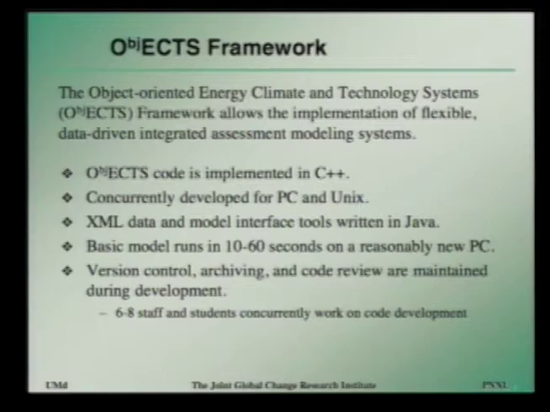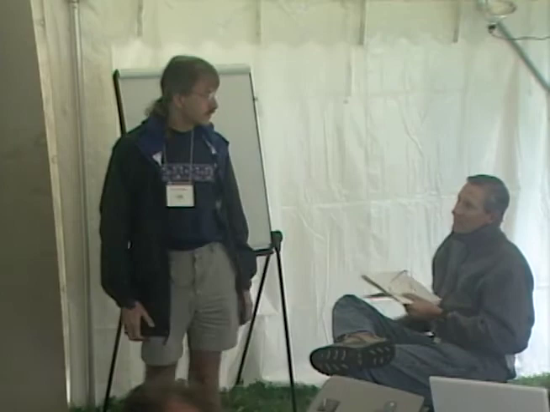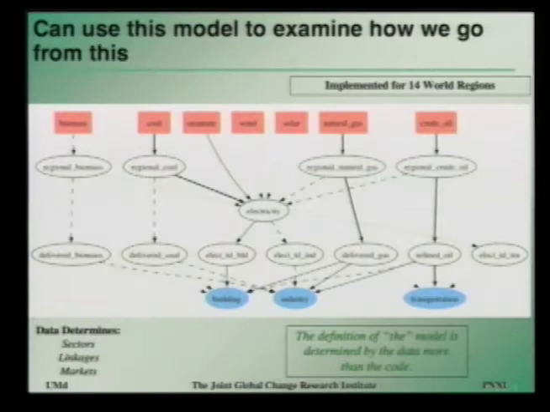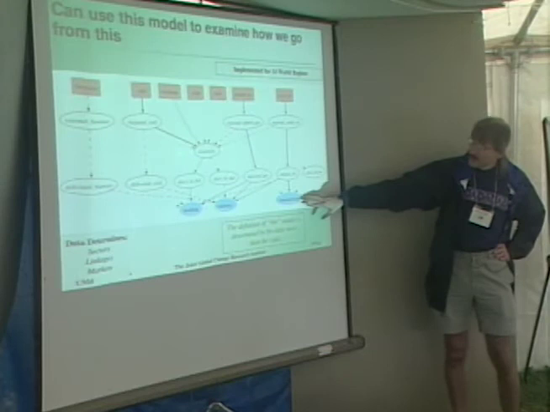So when you say 10 to 60 seconds, what time frame is that? What are you simulating? Going over 100 years, to produce, like, an SRES scenario. So basically you use the model to examine how we go from today's energy systems. This is a graph of 1990 energy use, and each of these boxes is an economic sector in the model. These are resource sectors that are producing primary resources. These are transformation sectors for the energy system that take these resources and transform them into different goods. And these are demand sectors that use these goods to provide services.